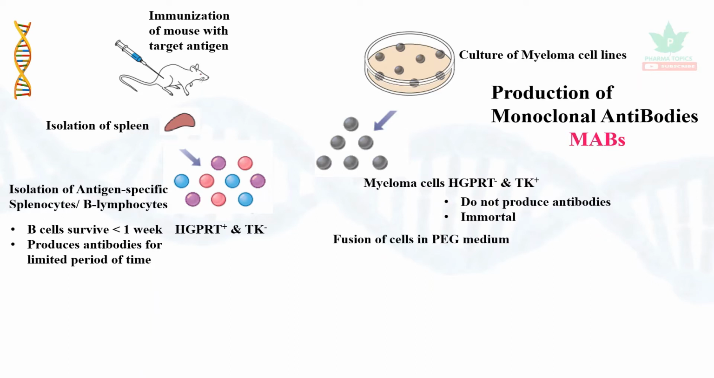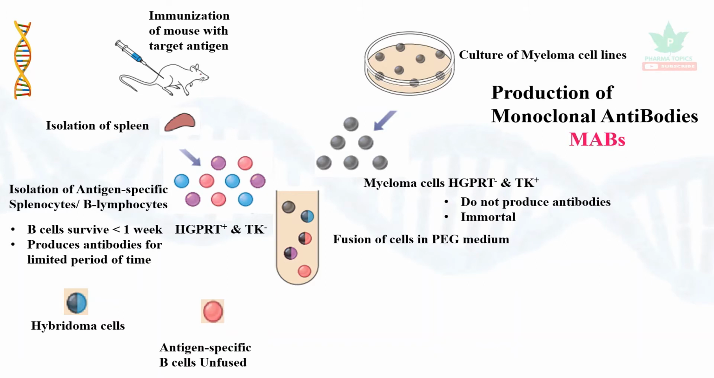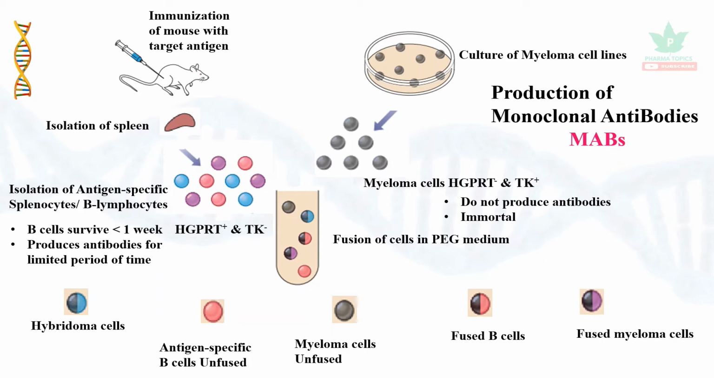Kindly consider this. These two cells will be fused in polyethylene glycol medium. So it gives rise to different cells. The cells may fuse and give rise to hybridoma cells, or antigen specific B cells which are unfused, or myeloma cells which are unfused. Two B cells can also fuse to form fused B cells, or two myeloma cells can fuse to form fused myeloma cells. So you have 5 possibilities.